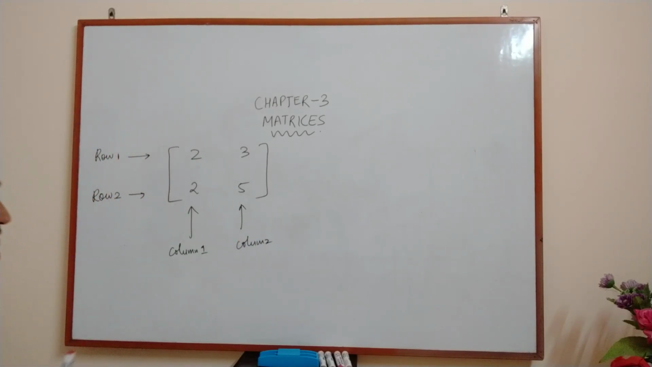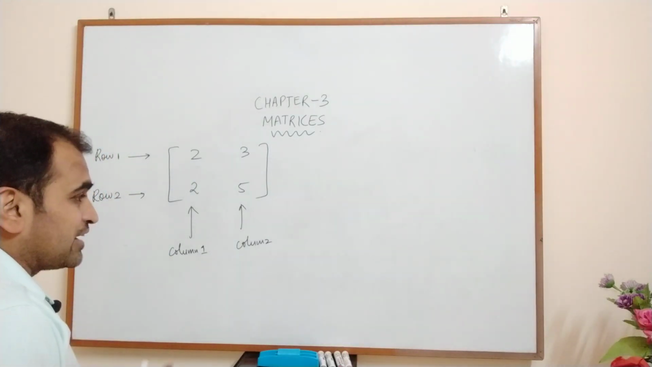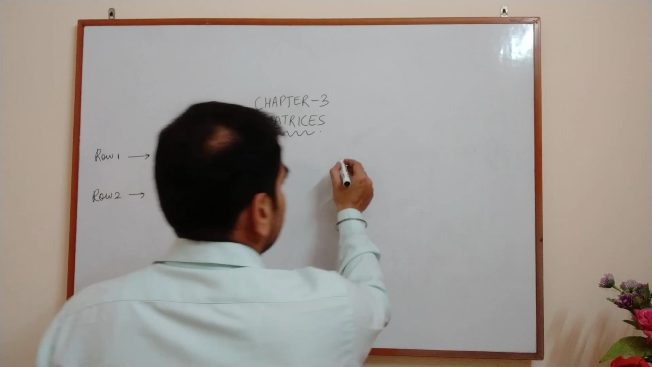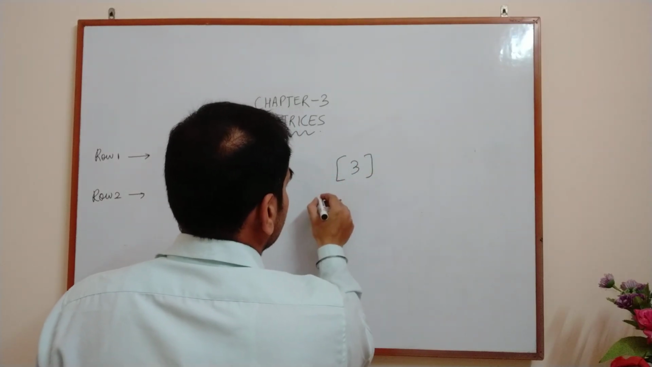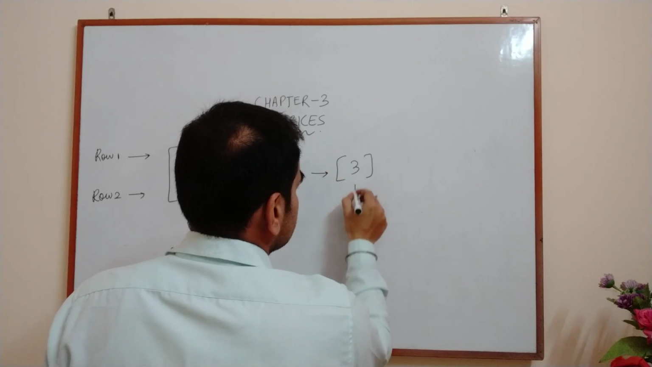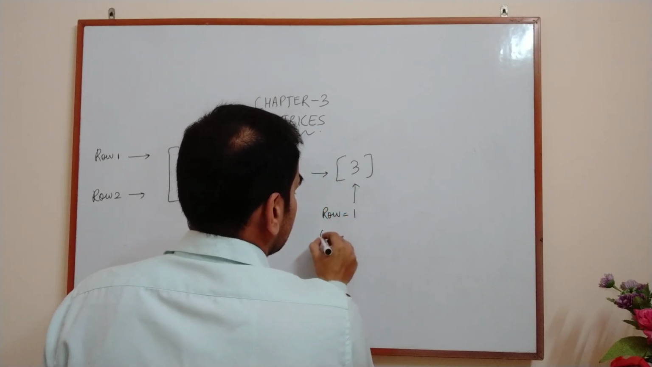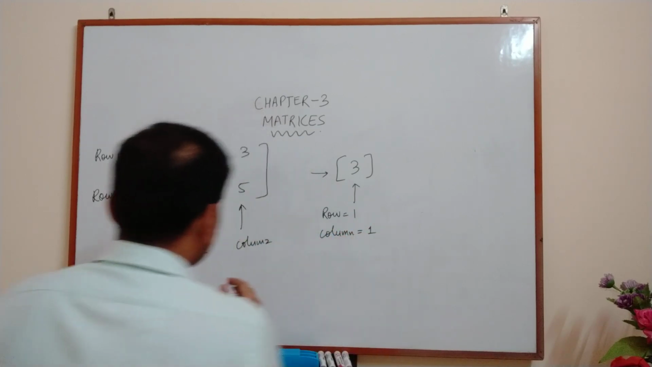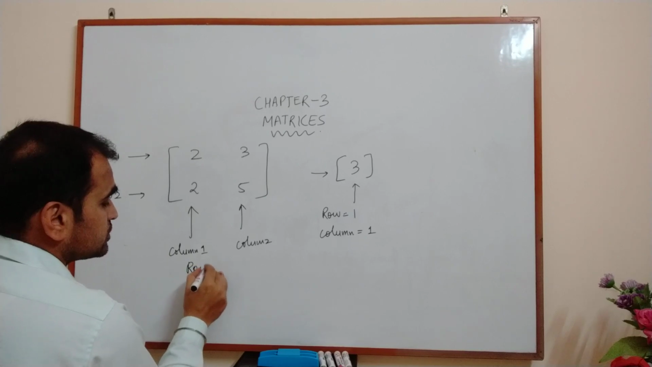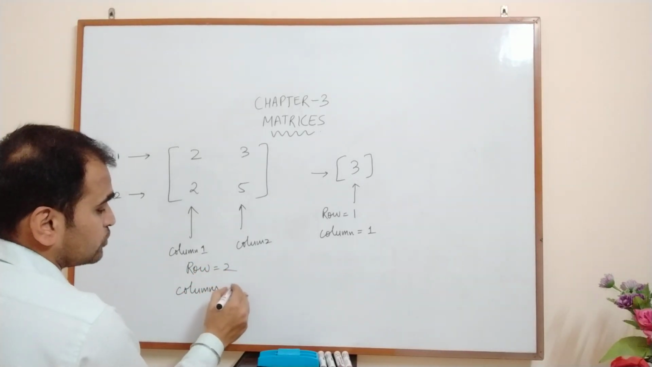So every matrix is a composition of the number of rows and the number of columns. If you have a matrix with only one element, you can say there is one row and one column. This is representing the row and this is representing the column. So the number of rows is 1 and the number of columns is also 1. Here we have the number of rows equal to 2 and the number of columns also 2.